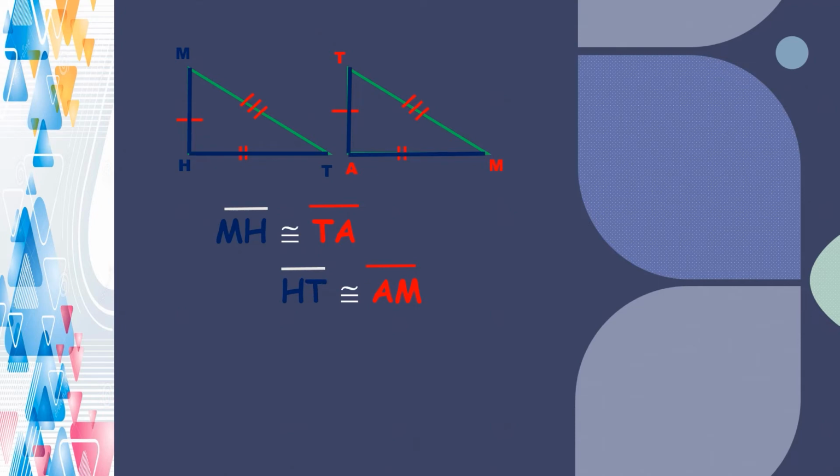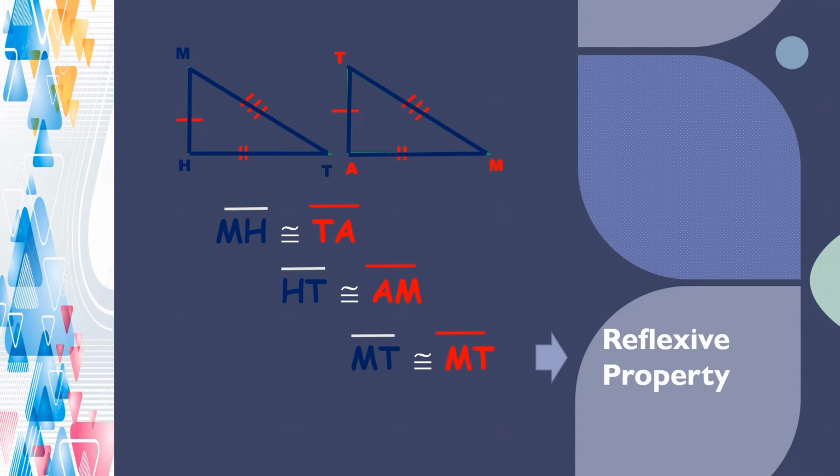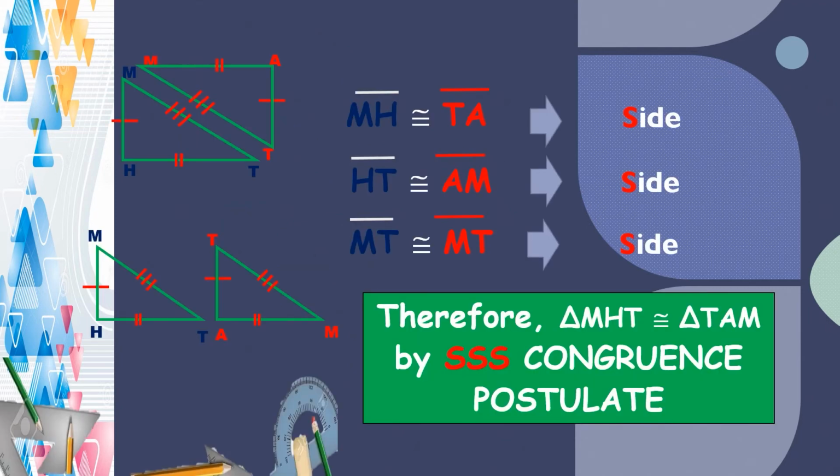Therefore, side MH is congruent to side TA. Two hatch marks for side HT and side AM. Therefore, side HT is congruent to side AM. And three hatch marks are placed for side MT, so side MT is congruent to side MT. This is called the reflexive property. Therefore, triangle MHT is congruent to triangle TAM by side-side-side or SSS Congruence Postulate.